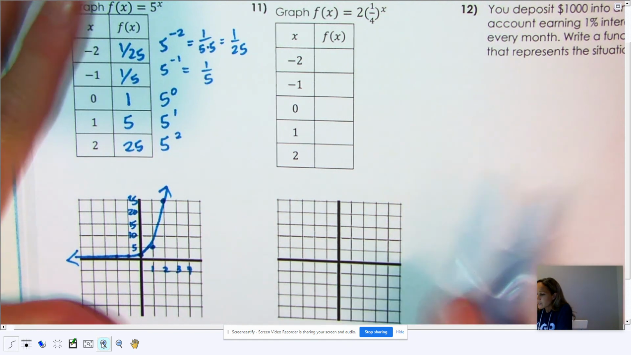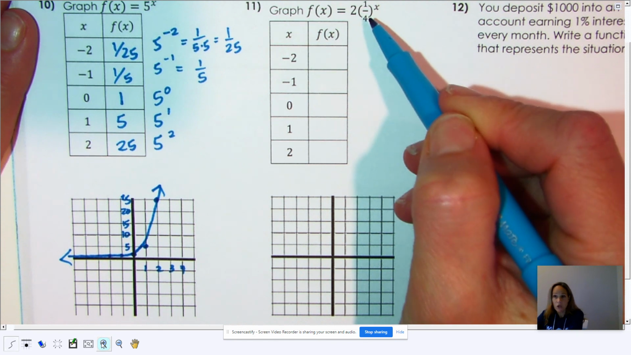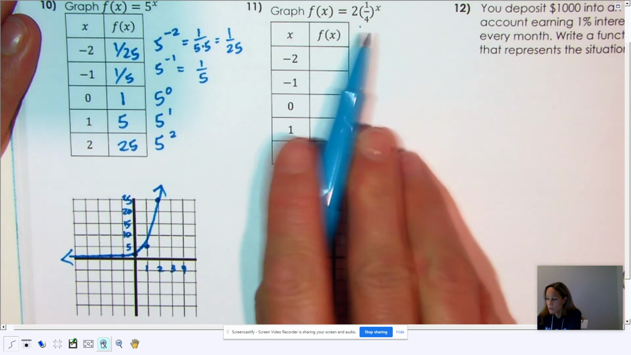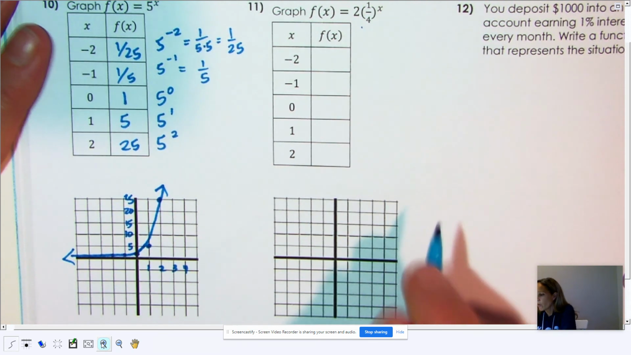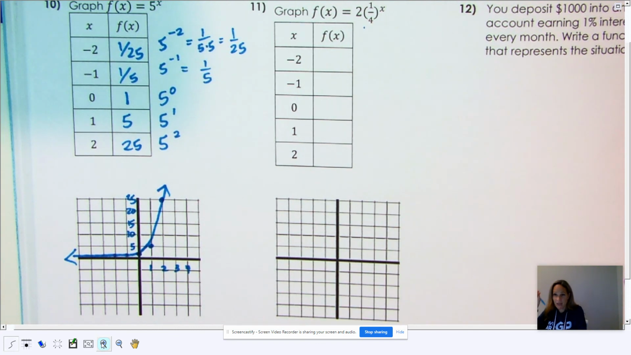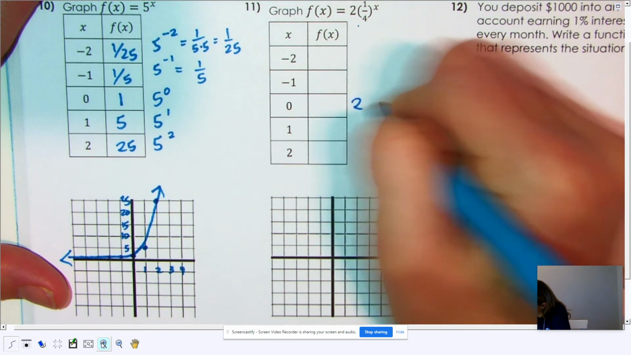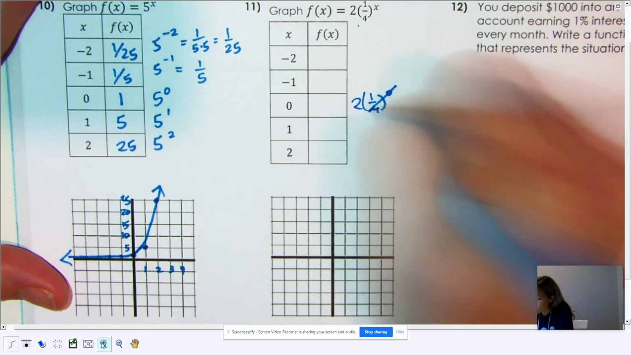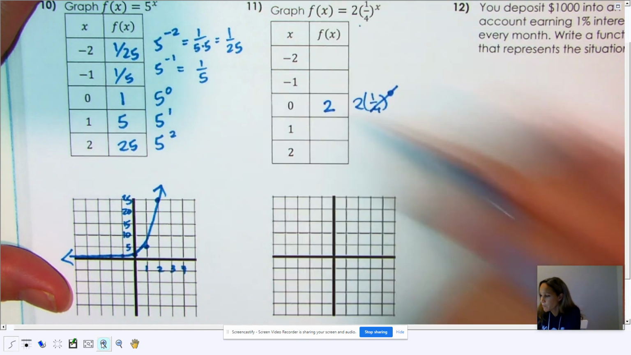Okay. Looking at the next one, I know that this one's going to be going down or decaying, getting smaller and smaller and smaller each time because this value is between 0 and 1. It's a positive value that's smaller than 1. So I know I'm going to be chopping my answer smaller and smaller every time. Okay, so if I start by plugging in 0, 2 times 1/4 to the 0, this 1/4 to 0 is just 1. So if I'm multiplying 2 times 1, I just get 2.